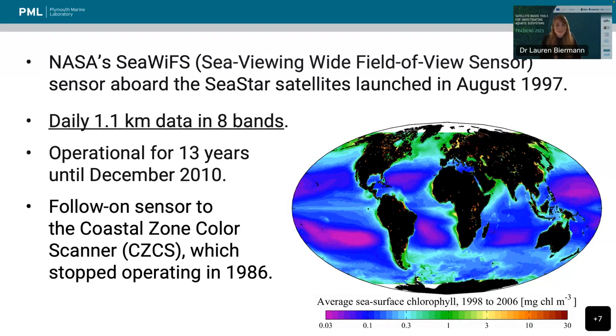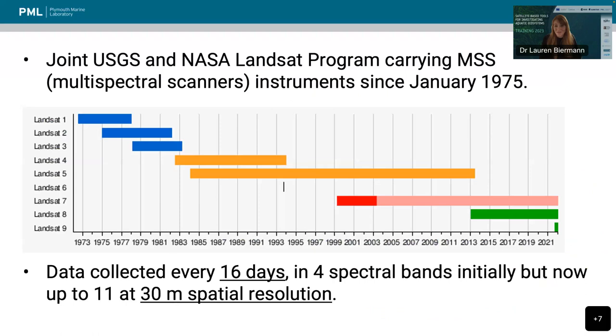These sensors collected data from 1997 and 1986, and SeaWiFS collected data at 1.1 kilometer spatial resolution, in 8 bands on daily scales. So we can go back to 1998 to see what the oceans looked like compared to now. But actually, we can go back further than that. And that's thanks to USGS and NASA, a joint program called Landsat.